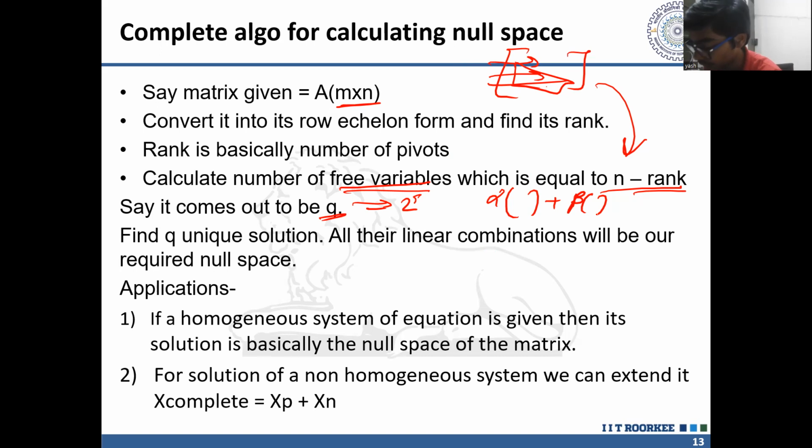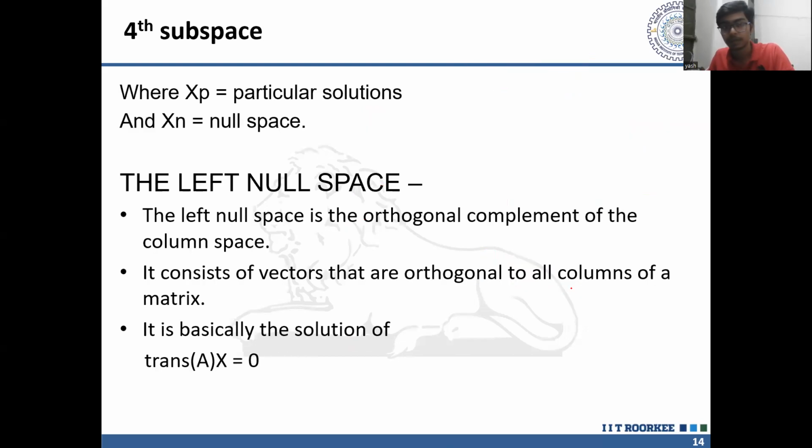So what are its applications? If a homogeneous system of equations is given, then its solution is basically the null space of the matrix, which we have seen earlier also. We can extend the same logic to a system which is non-homogeneous. Say a system of equations Ax equals b is given. In this case, if we need to find x, it will be xp plus xn, where xp is the particular solution and xn is the null space.